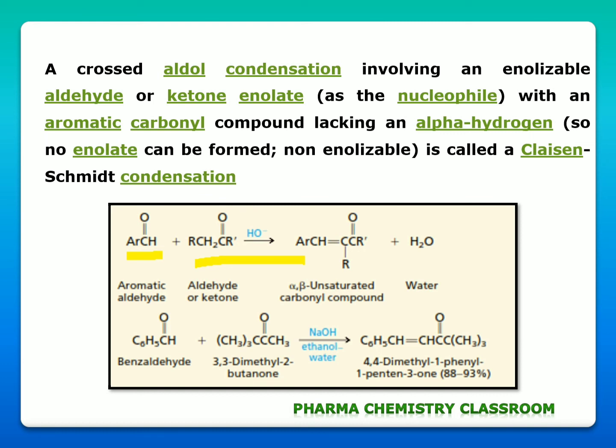Here an example is given: benzaldehyde, which is a non-enolizable aromatic aldehyde, reacts with 3,3-dimethyl-2-butanone, which is an enolizable ketone, giving 4,4-dimethyl-1-phenyl-1-penten-3-one.